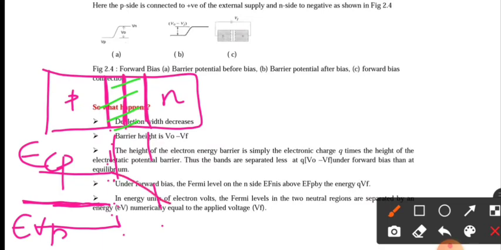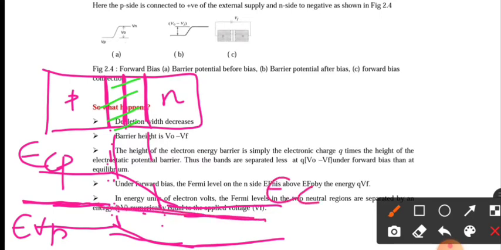And what will be the condition of the N side? There will be a band bending in order to align the Fermi level to the same line. So this is ECN, this is EVN. So this was the condition previously.